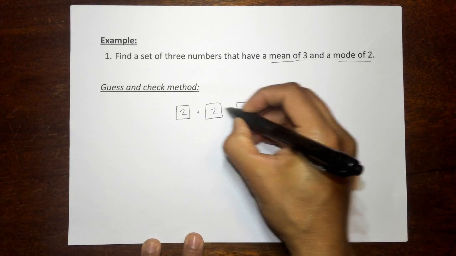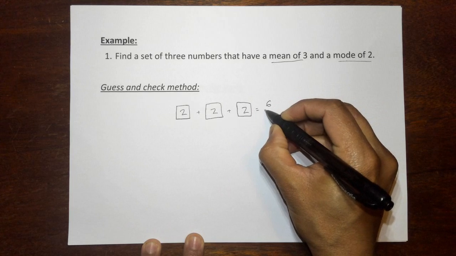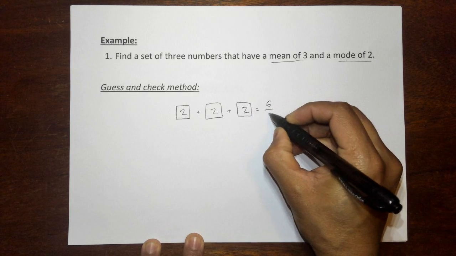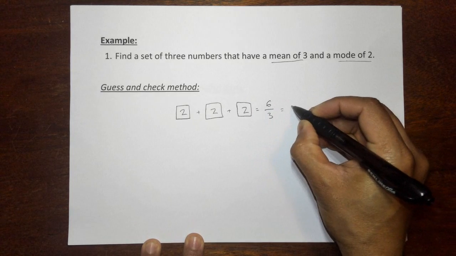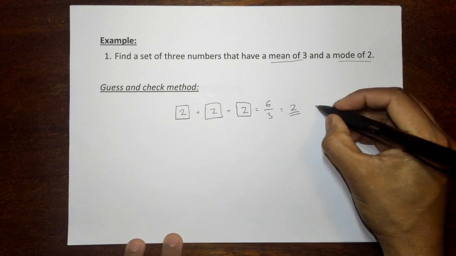We'd say 2 plus 2 plus 2 equals 6. Divide that by how many we have, which is 3. 6 divided by 3 is 2. So we have a mean of 2. That means that one's not going to work.